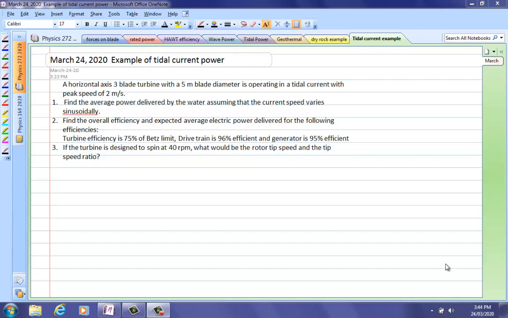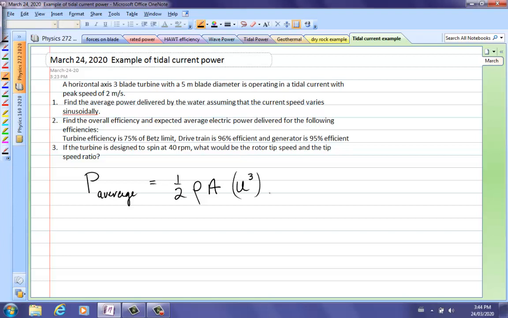So we have to take that into consideration. Something that you need to know if you are calculating average power for a sinusoidally varying function is that it's 1/2 rho A u cubed, but then you have to average u cubed. And remember, it's not u average cubed, it's u cubed average.